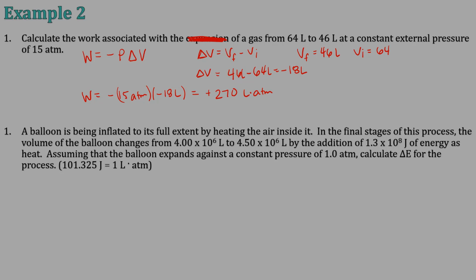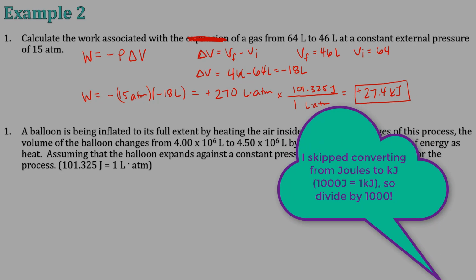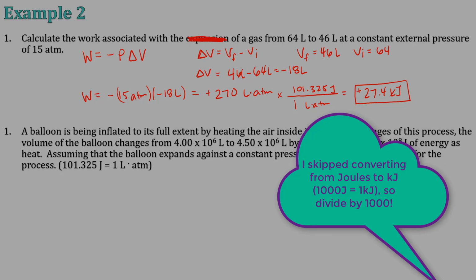Now, if I need this in joules, all I have to do is convert it. 1 liter atm times 101.325 joules. And that's going to give me positive 27.4 kilojoules. So 27.4 kilojoules was put into the system by the surroundings.